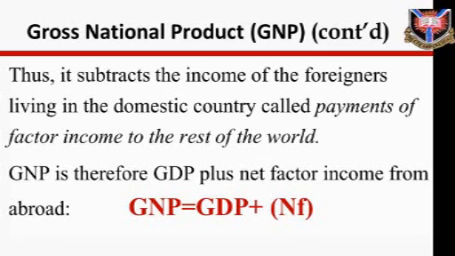Because GNP considers only the output of nationals of the country, GNP is GDP plus receipt of factor income from the rest of the world, less the payment of factor income to the rest of the world. Where the difference between the receipt of factor income from the rest of the world and the payment of factor income to the rest of the world is termed net factor income from abroad. GNP is therefore GDP plus net factor income from abroad.